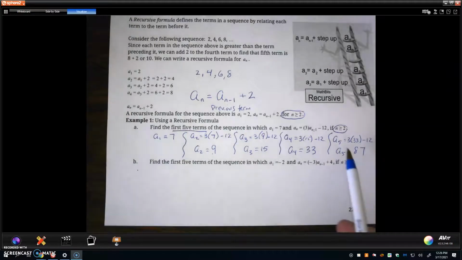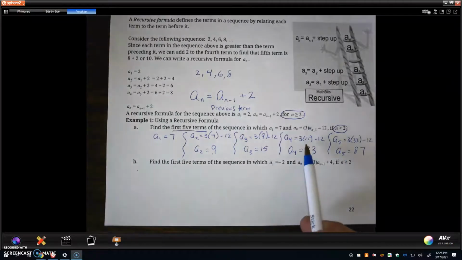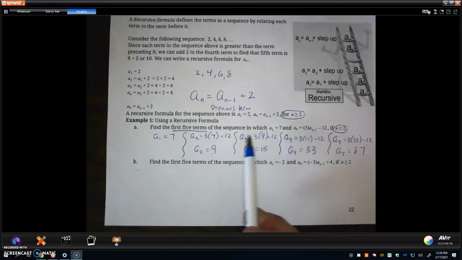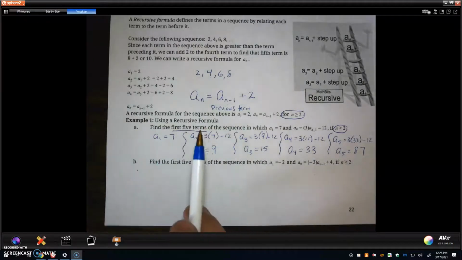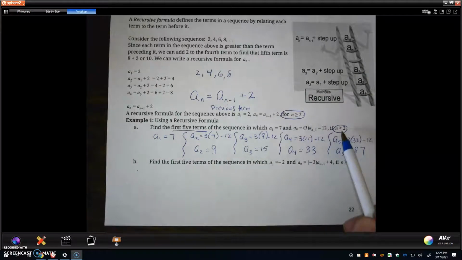So we're always looking at the term prior. So for a sub 4, we looked at a sub 3. For a sub 3, we looked at a sub 2. For a sub 2, we looked at a sub 1. A sub 1 has to be given, okay? Because after all, our domain is restricted to n greater than or equal to 2. So our sequence here would be 7, 9, 15, 33, 87.